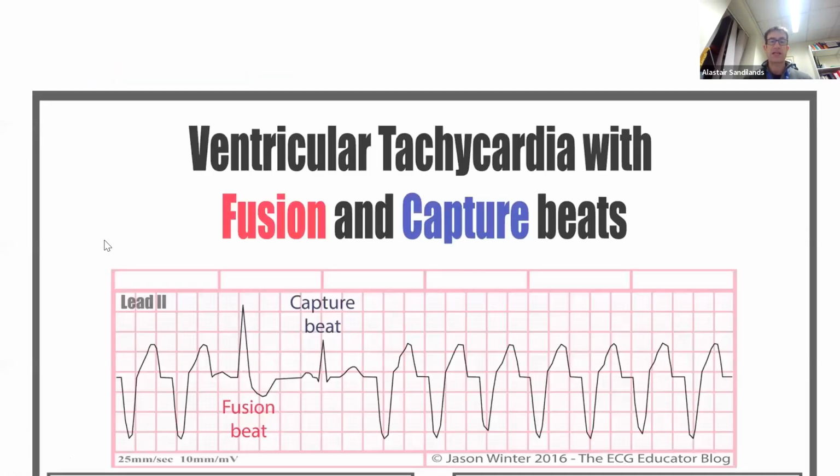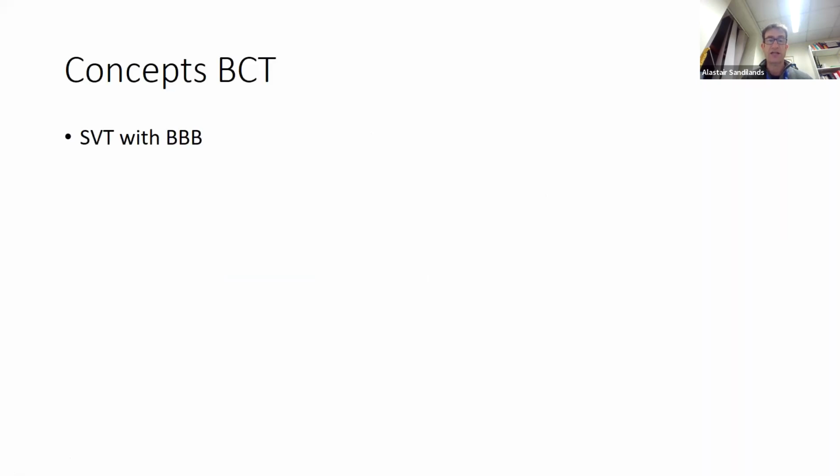Okay, the other thing that happens in VT is something called fusion and capture beats. So when the sinus node does beat, it might collide with a VT beat, causing fusion, almost squashed together. It's a different beat to the VT. And if the VT slows down enough, the sinus captures the AV node and causes what looks like a sinus beat. Okay, sinus beat, and then the VT carries on again. So they are fusion and capture beats. Again, if you see those in a tachycardia ECG with a broad complex, you know that you have ventricular tachycardia. Again, they're pathognomonic of ventricular tachycardia.